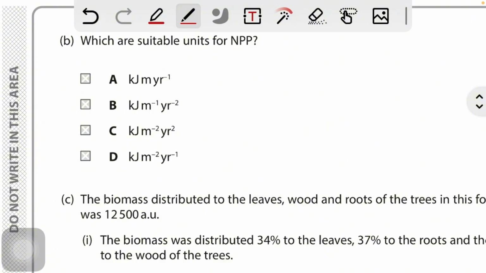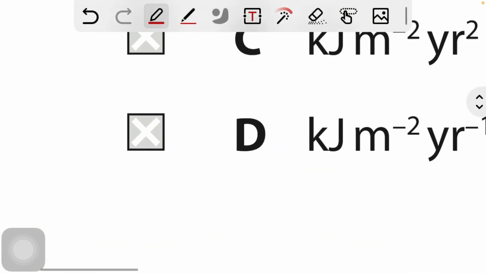Which are suitable units for NPP? The suitable unit for NPP is energy per area per time. Okay, so the correct answer is D.